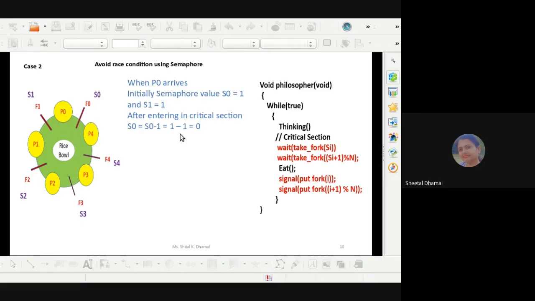So S0 minus 1 means it is 1 minus 1, which is equal to 0. Then it will perform S1, which is 1 minus 1, equal to 0. So now the value of the semaphore variables S0 and S1 is equal to 0. Because of that, none of the other processes is able to enter into the critical section if they are using the semaphores S0 and S1.